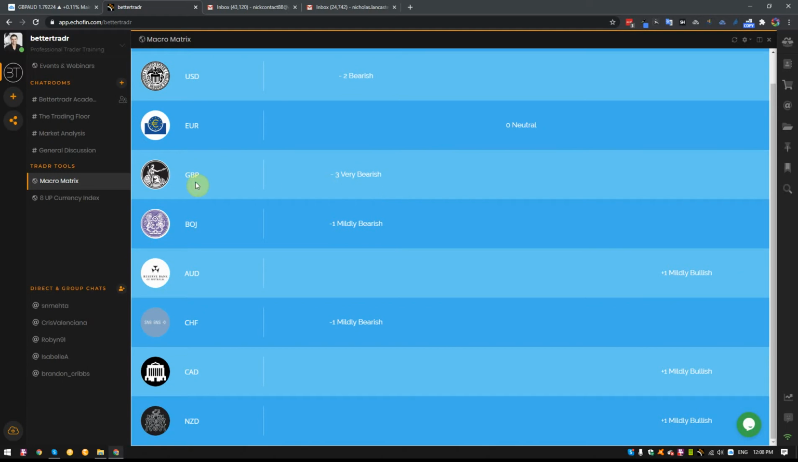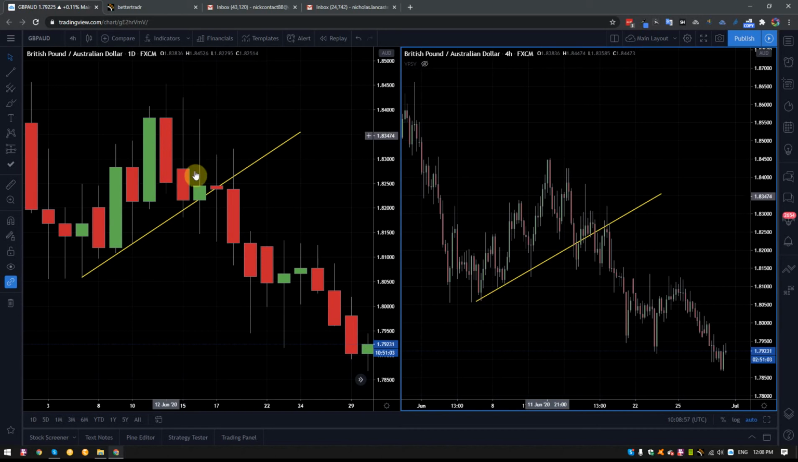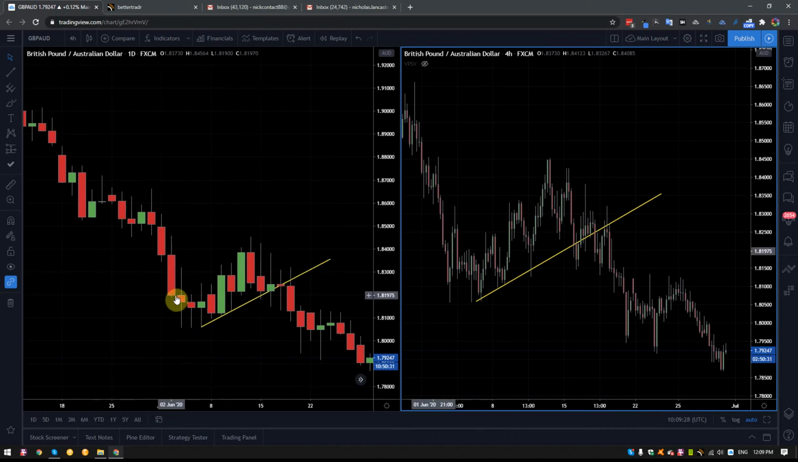So pound Aussie. Let's go over to the charts and have a little look here. Here we are back on about the 8th of June. The pound Aussie, which had been trending down quite aggressively, started to put in a bit of a pullback here. So we had higher low, higher low, higher low, higher low, higher low, and then a lower low here. And so I just drew this counter trend line across here, and you can see it over here on the 4-hour chart.